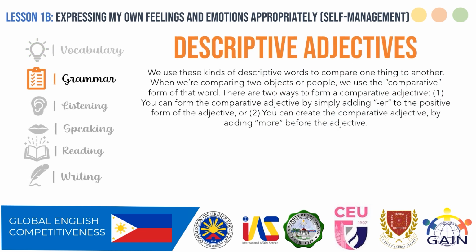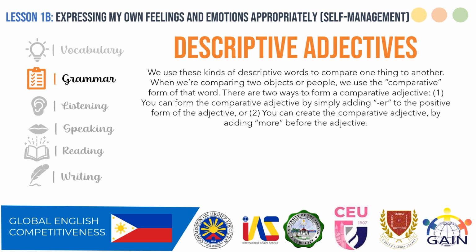Now let's move on to our grammar lesson. Let's talk about comparative descriptive adjectives. We use these kinds of descriptive words to compare one thing to another. When we're comparing two objects or people, we use the comparative form of that word. There are 2 ways to form a comparative adjective.